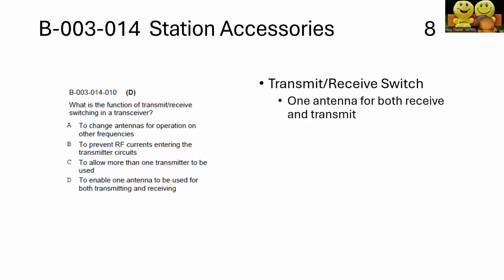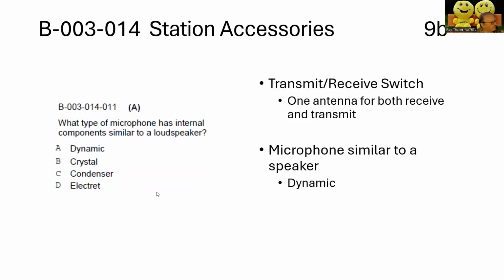What is the function of a transmit receive switching in a transceiver? So that's D, to enable one antenna to be used for both transmitting and receiving. What type of microphone has an internal component similar to a loudspeaker? So that would be a dynamic microphone.